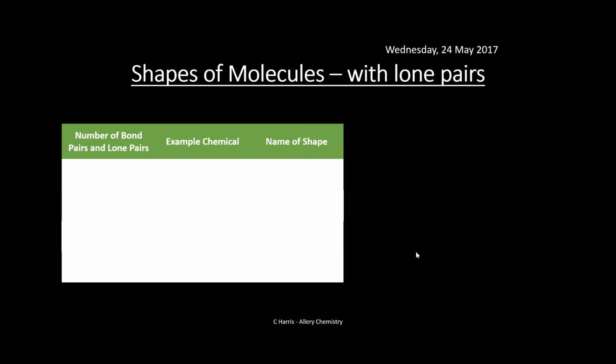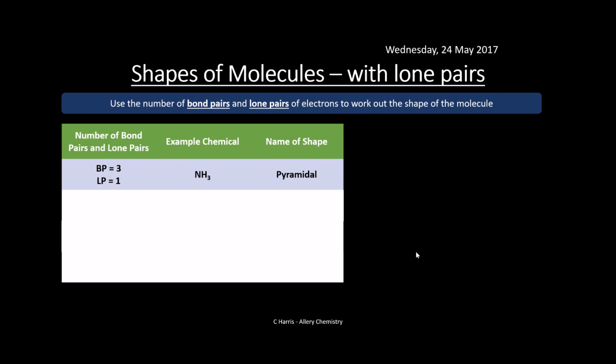Okay, let's have a look at the ones with lone pairs then. Okay, so if we've got 3 bond pairs and 1 lone pair, an example being ammonia, the name of the shape is pyramidal. Now this is based on a tetrahedral, except we have a lone pair. So remember the tetrahedral bond angle was 109.5. For every lone pair we take away 2.5 degrees, so we're left with 107 degrees on the bottom here. So this is a pyramidal shape, which is this one here. So an example would be ammonia.